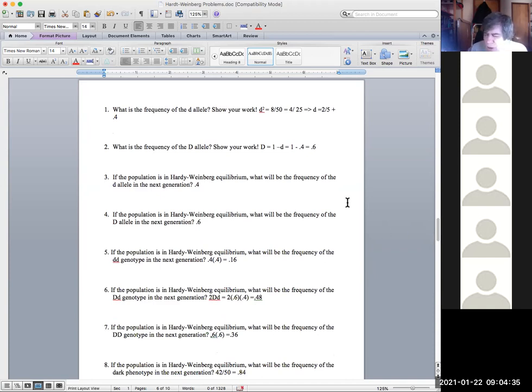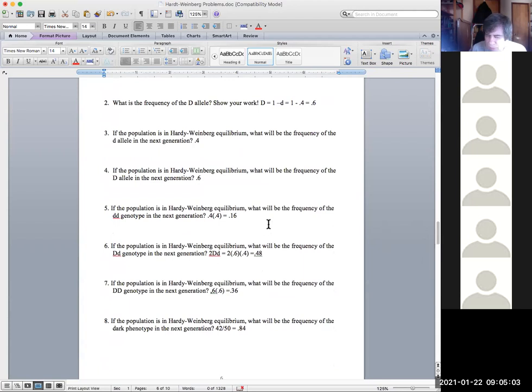If this population is in Hardy-Weinberg equilibrium, what'll be the frequency of the little d allele next generation? Well, remember, in Hardy-Weinberg equilibrium, the allele frequencies stay the same from one generation to the next. So it's going to be 0.4 again. What's the frequency of the big D allele? 0.6, because again, if the population is in Hardy-Weinberg equilibrium, things stay the same from one generation to the next. If the population is in equilibrium, what's the frequency of the little d, little d genotype? That's 0.4 times 0.4, that's 0.16.